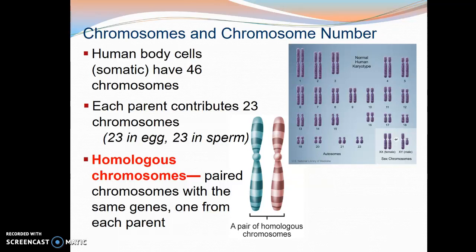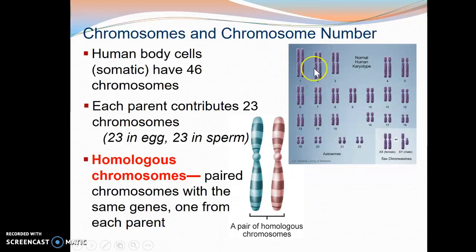And homologous chromosomes are chromosomes that are paired. They're paired chromosomes with the same genes, one from each parent. So you have the same genes on each of the chromosomes, but you'll have different versions of the gene. So one chromosome may have the version for the dominant, and one chromosome may have a recessive version. We are going to talk more about what dominant and recessive mean. You may remember it from middle school, but we'll talk more about that when we get further into genetics.